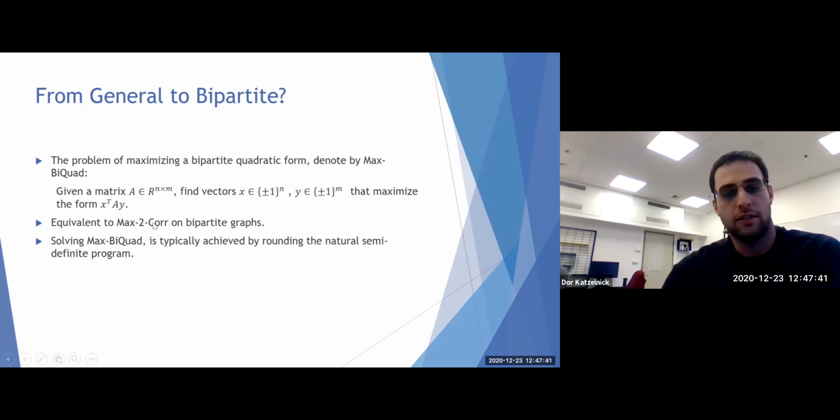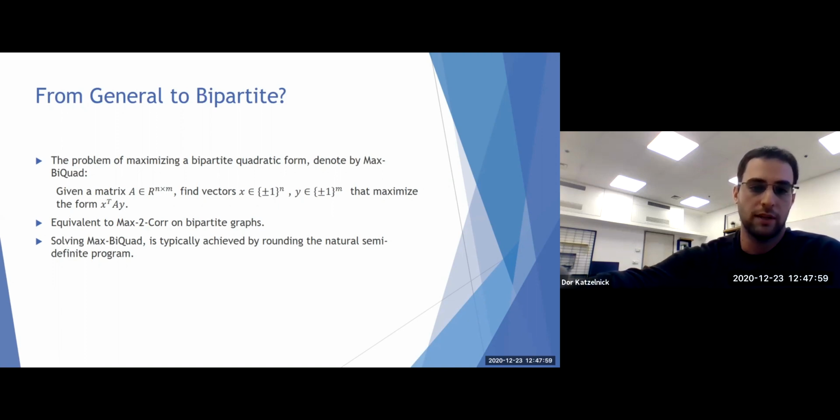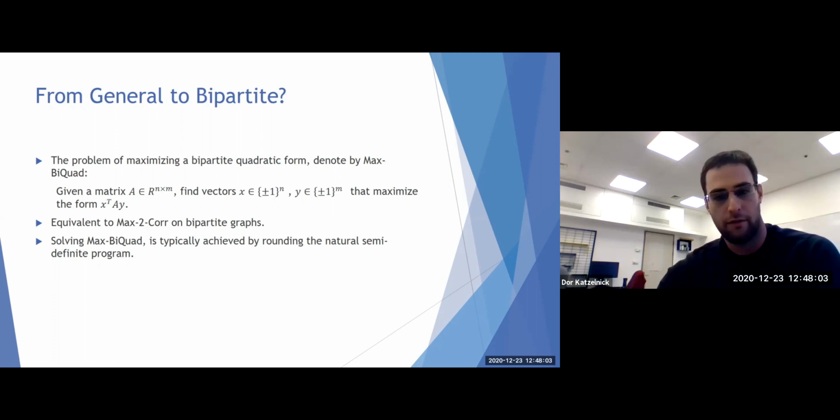Again, this problem is equivalent to max 2 core on bipartite graphs. If you think about it, you can take the partition of the graph into two sets. One side of the graph will be the rows in the matrix, and the second side of the graph will be the columns in this matrix. You can show that these two problems are similar.